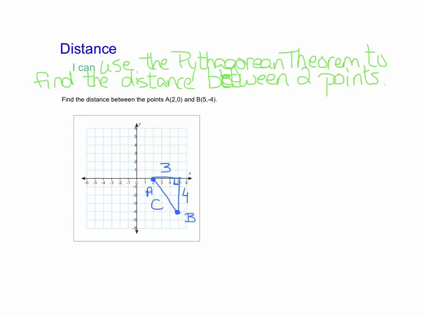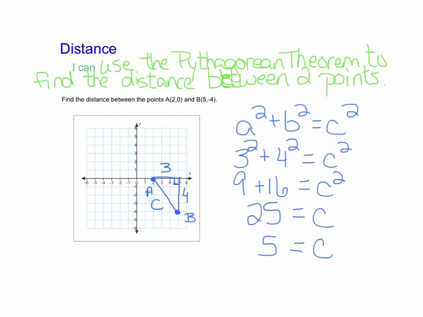And now I can use the Pythagorean theorem to find C. So you pause the video and you find C. Okay? So I got that C was 5. So the distance from A to B is 5. Or I could say the length of line segment AB is 5. That's really how we would talk about distance. We would say that the length of that line segment is 5.